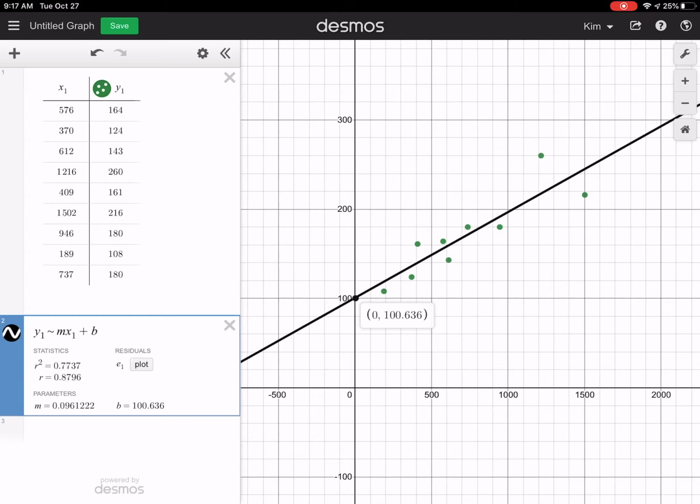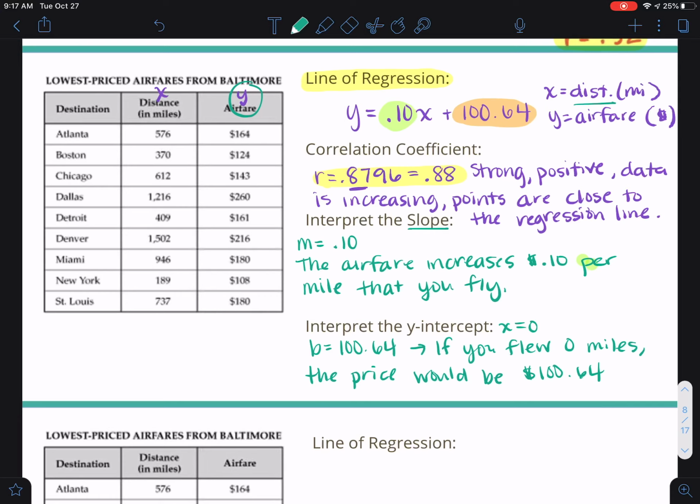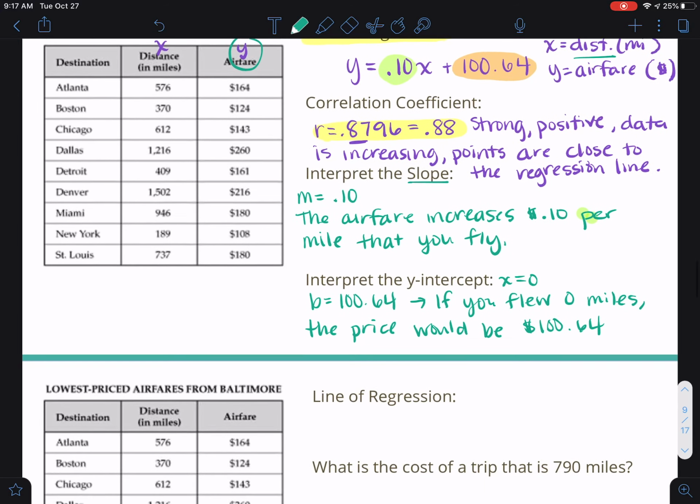Does it really make sense? No, because you're not really going to fly 0 miles, but it's almost like maybe your flat fee or your one-time fee that always starts somewhere around 100. Okay, so that's how you interpret the slope and how you interpret the y-intercept. Now we're going to come down here.